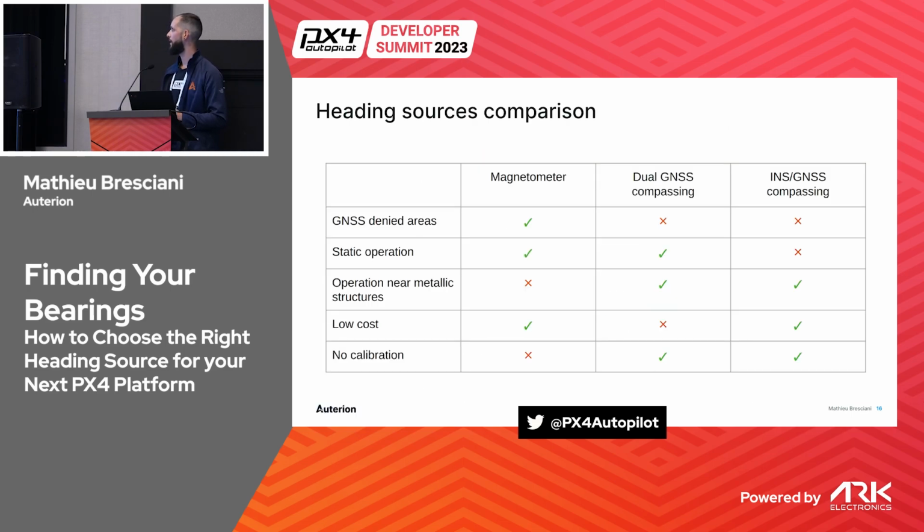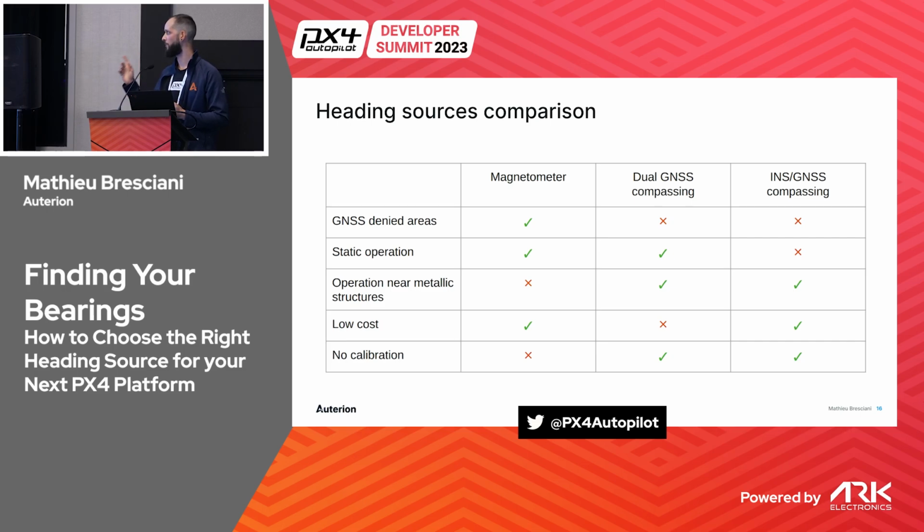So they have different advantages and disadvantages. For example, if you plan to fly sometimes in some GNSS denied areas, you better have a magnetometer during that time to still contain the heading drift. Otherwise, you can just use GNSS compassing, for example. Also, the problem if you want to do GNSS compassing is that you need some motion. Otherwise, you can't figure out what's the correct orientation.